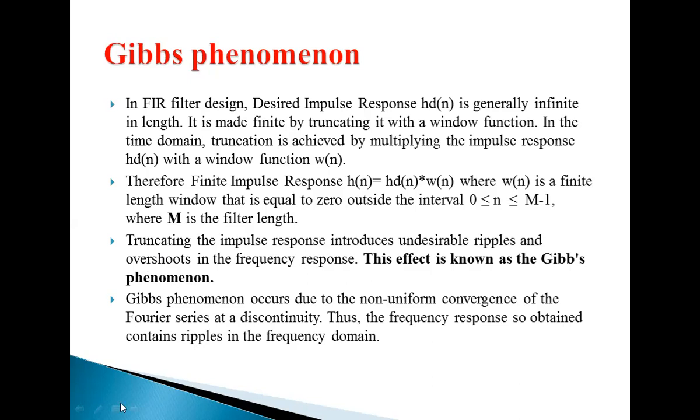So here, why is this Gibbs phenomenon, or the ringing effect, or the ripples present? Because of the non-uniform convergence of the Fourier series at a discontinuity. Thus, the frequency response so obtained contains ripples in the frequency domain. So this is all about the Gibbs phenomenon.